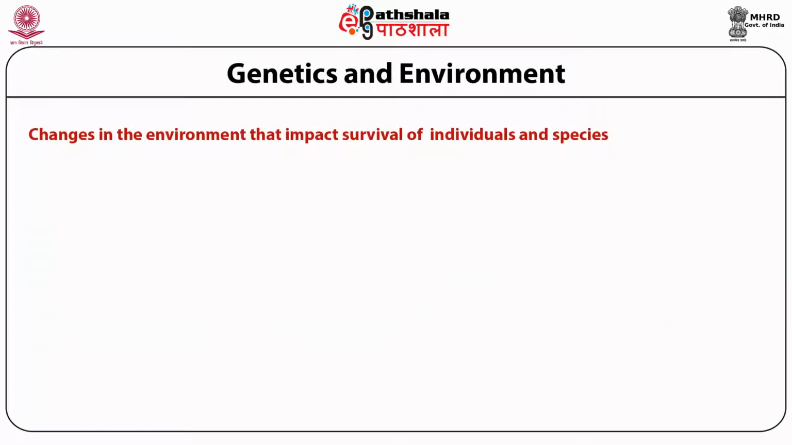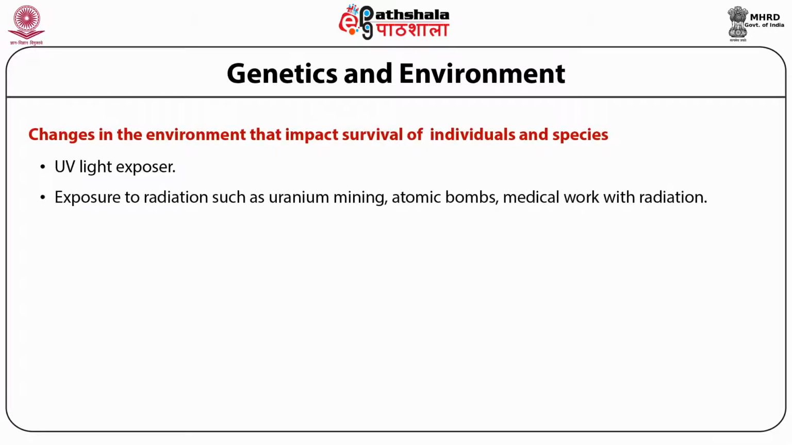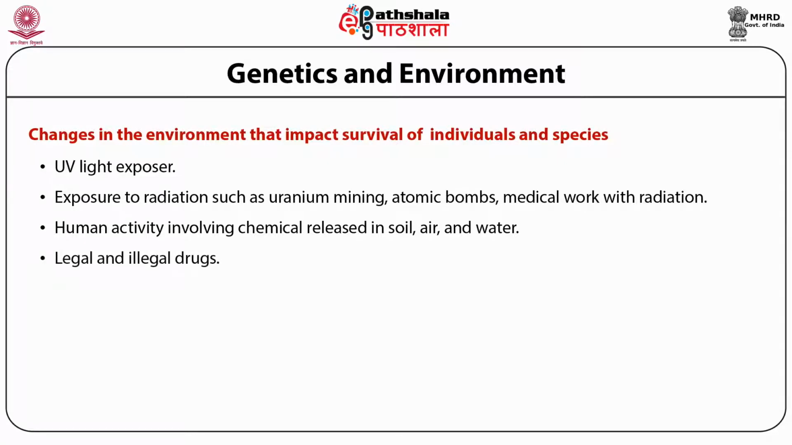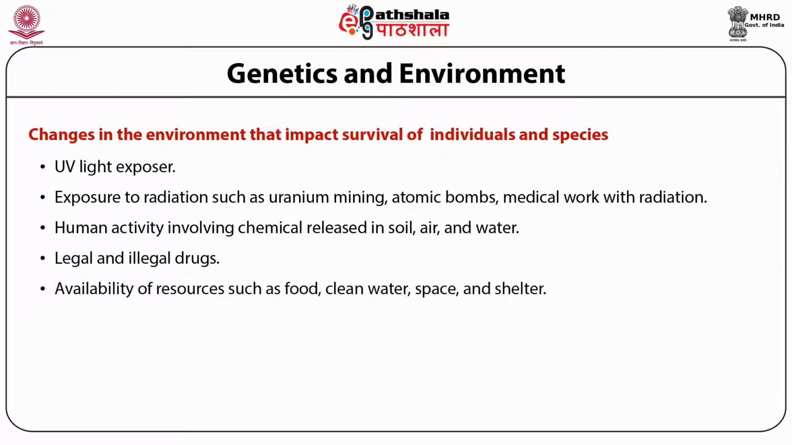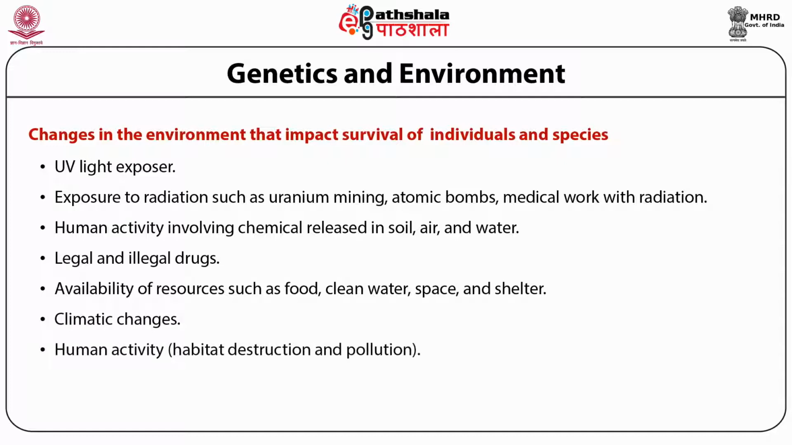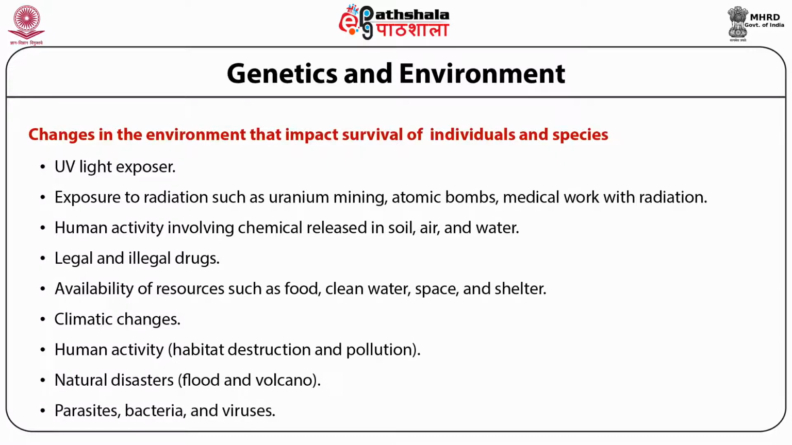Changes in the environment that impact survival of individuals and species. UV light exposure. Exposure to radiation such as uranium mining, atomic bombs, and medical work with radiation. Human activity that involves chemicals released into soil, air, and water. Legal and illegal drugs. Availability of resources such as food, clean water, space, and shelter. Climatic changes. Human activity leading to habitat destruction and pollution. Natural disasters like floods and volcanoes, and parasites, bacteria, and viruses.